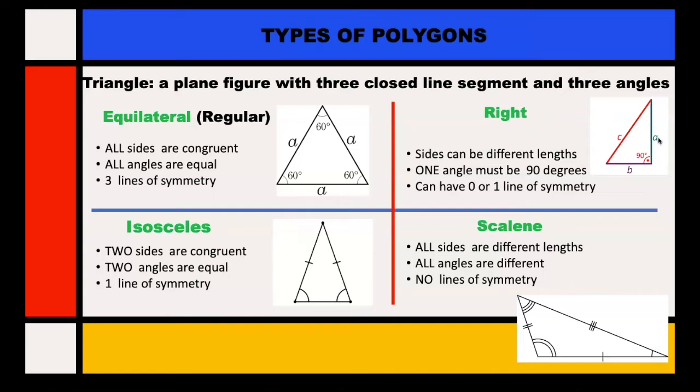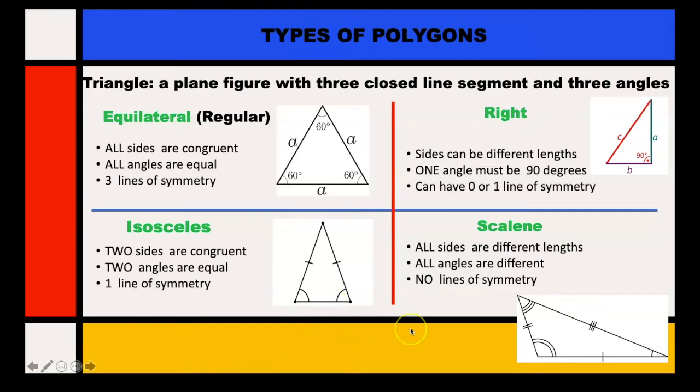We have an isosceles triangle. Two sides are congruent as denoted by our tick marks here, and two of the angles are also congruent, which has our arch following with my pointer, and it has 1 line of symmetry.